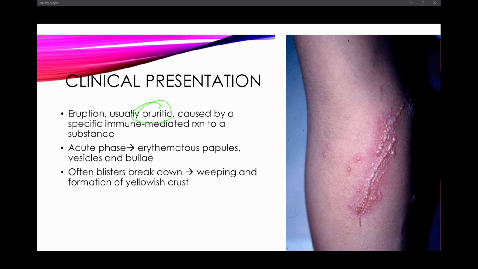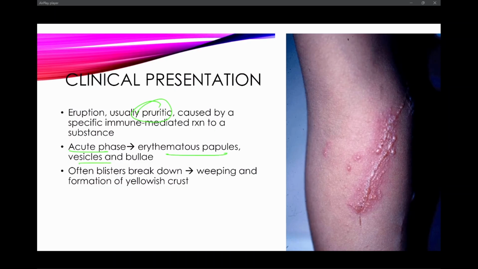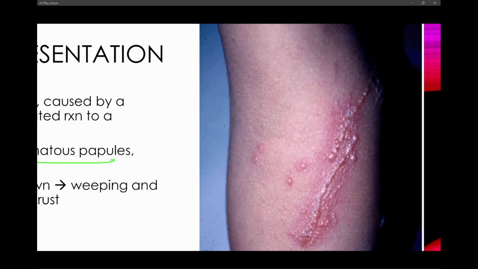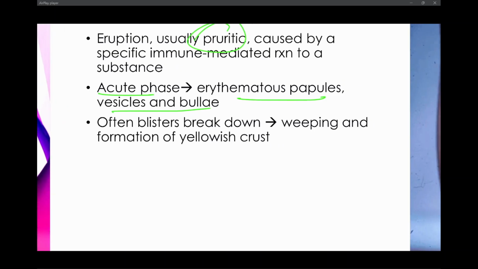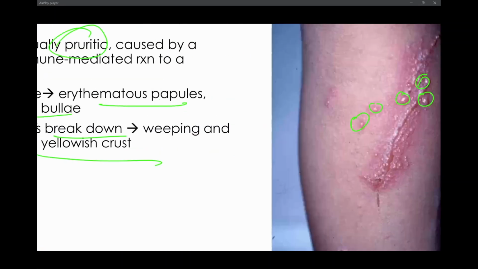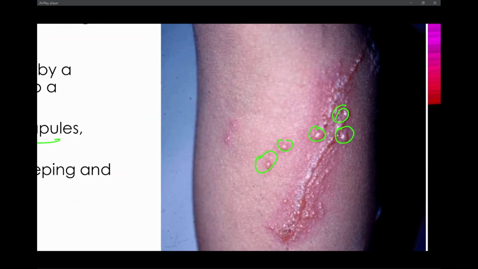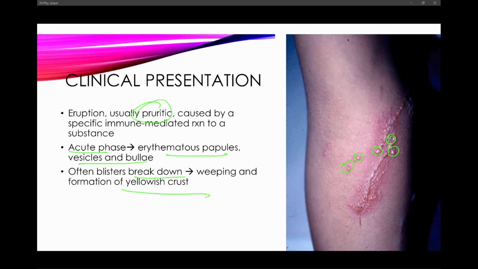The acute phase has erythematous papules, vesicles, and bulla. So you can see on this image these vesicles that are popping up, filled with fluid. These will start weeping. Weeping means they just start oozing fluid. You'll start seeing the exudate, that fluid. You touch it, it's yellowish or whatever. So those are those vesicles. Often the blisters will break down, causing the weeping and a formation of a yellowish crust. So as those wounds start to weep, it'll form a yellowish crust as that substance dries off on the skin. So that's allergic contact dermatitis.